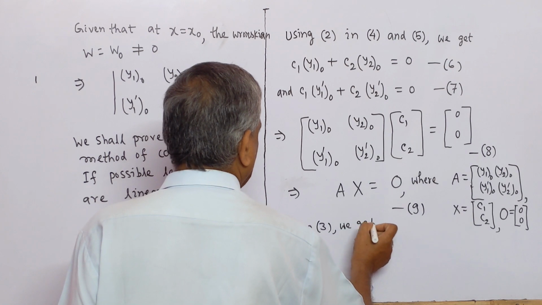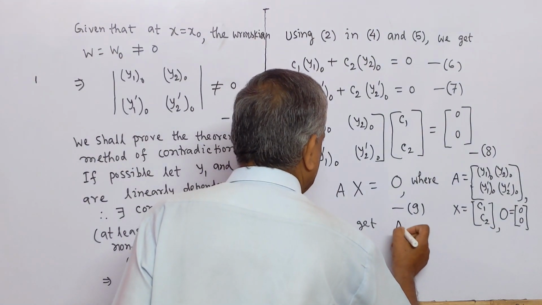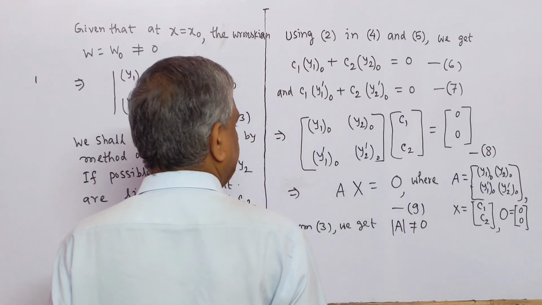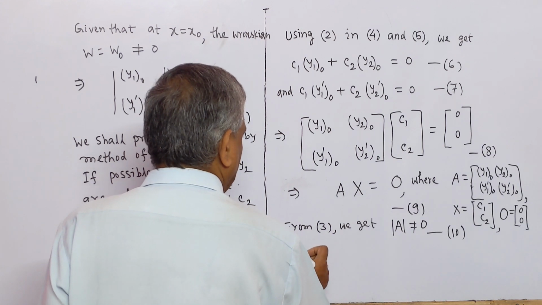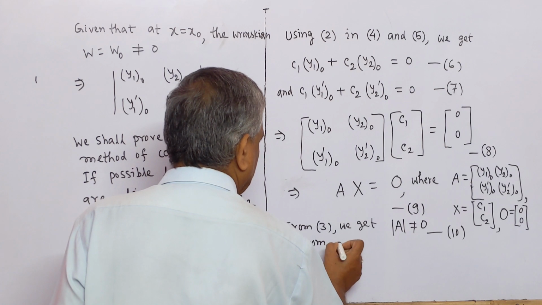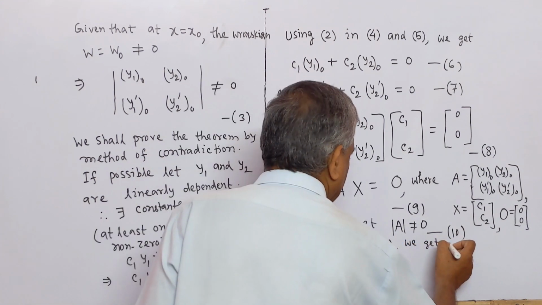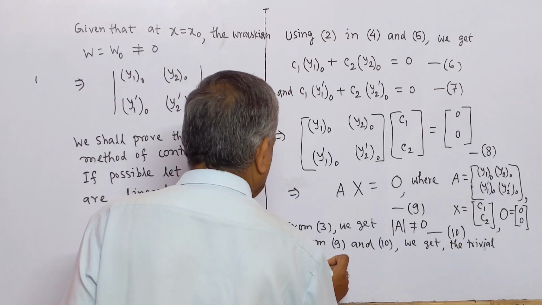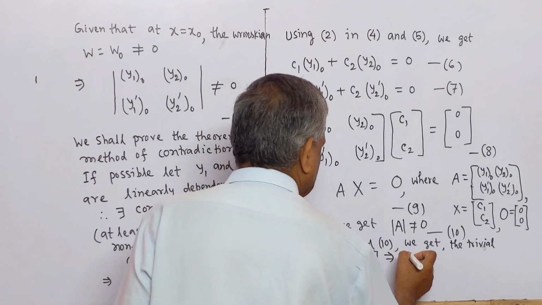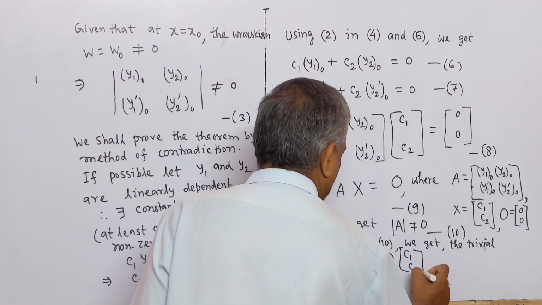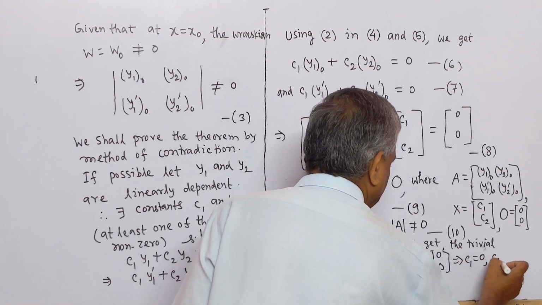we get, here in theory, the determinant of A is not equal to 0. This is number 10. Therefore, from 9 and 10, we get the trivial solution. X equal to column matrix 0, 0 implies that X, meaning C1, C2, column matrix, equals 0, 0, which implies that C1 equals 0, C2 equals 0.